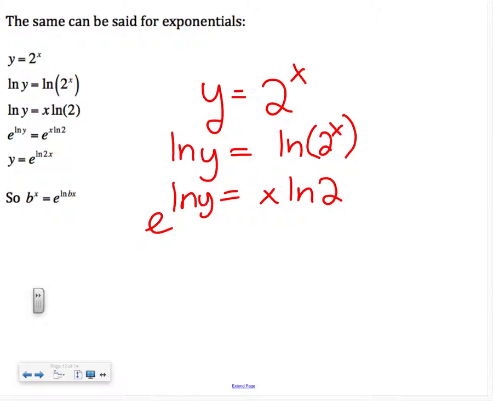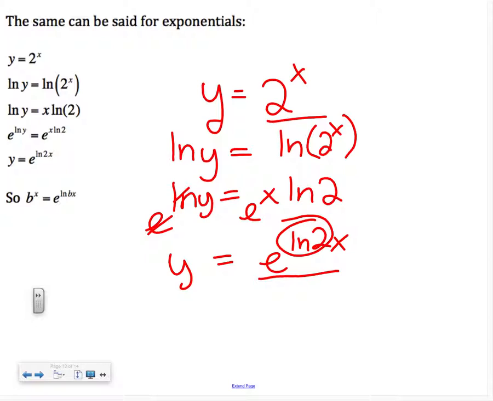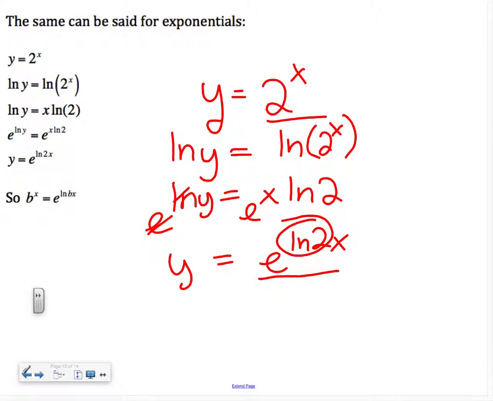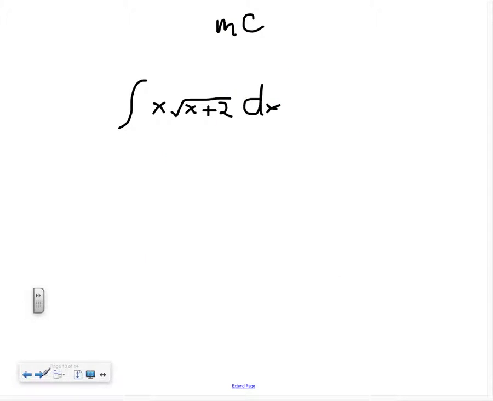e to the ln y, these cancel, so you get y equals e to the ln 2 times x. So by multiplying, I convert 2 to the x to base e by multiplying by the ln of 2. So these are equivalent, which is kind of weird, but that's how it works. Anything can be written as base e or ln, so that's why they use those, because those are common bases. They're bases they can use without all these weird ln's.